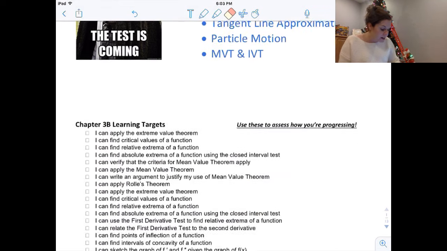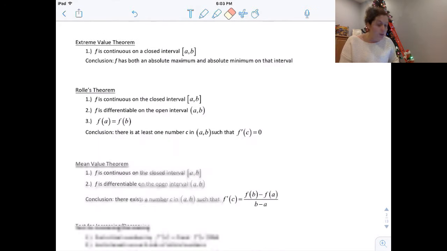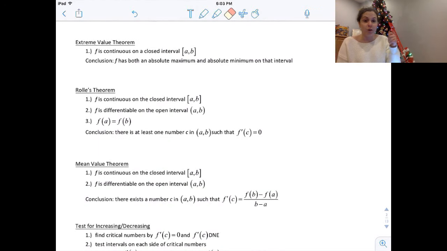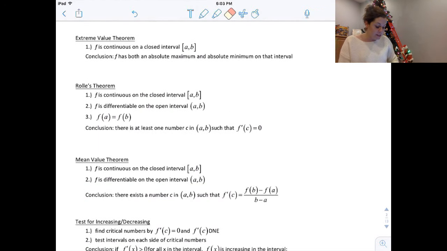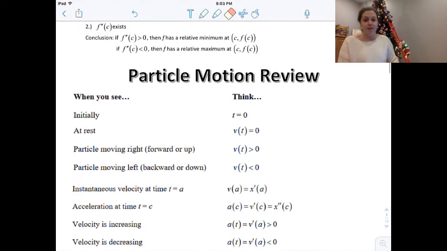Just making sure that you're aware, these are your learning targets. They're on your review sheet, so go through and check them off as you go. Make sure you know what each of those are. If you can do each of those, you're going to be good to go. Also on your unit overview, you have this summary of everything that is on this test. There's all your curve sketching, there's your particle motion. The only thing not on there is L'Hopital's rule.